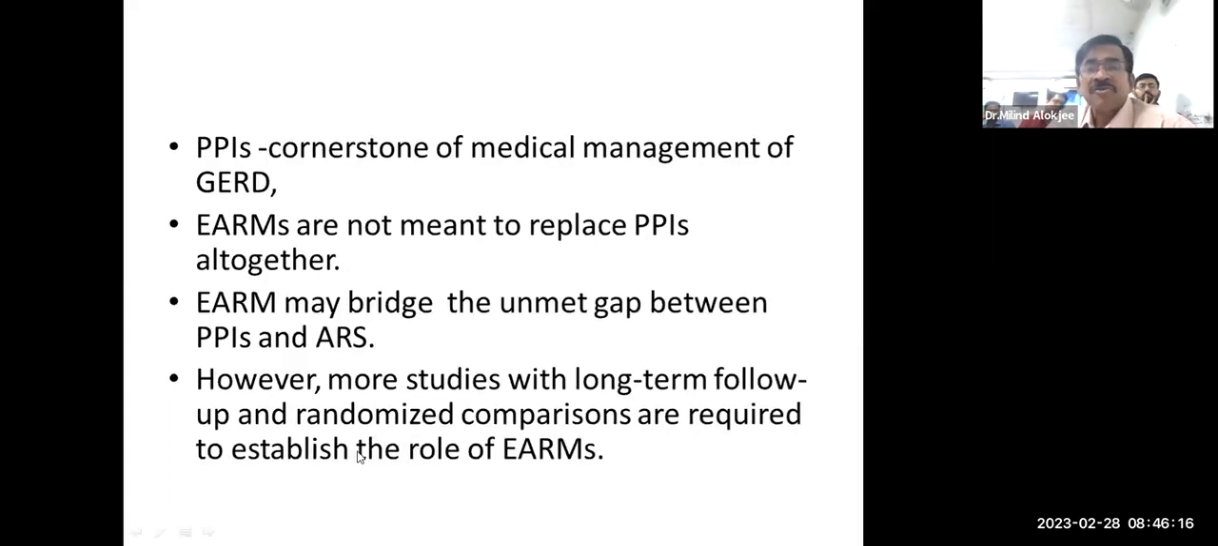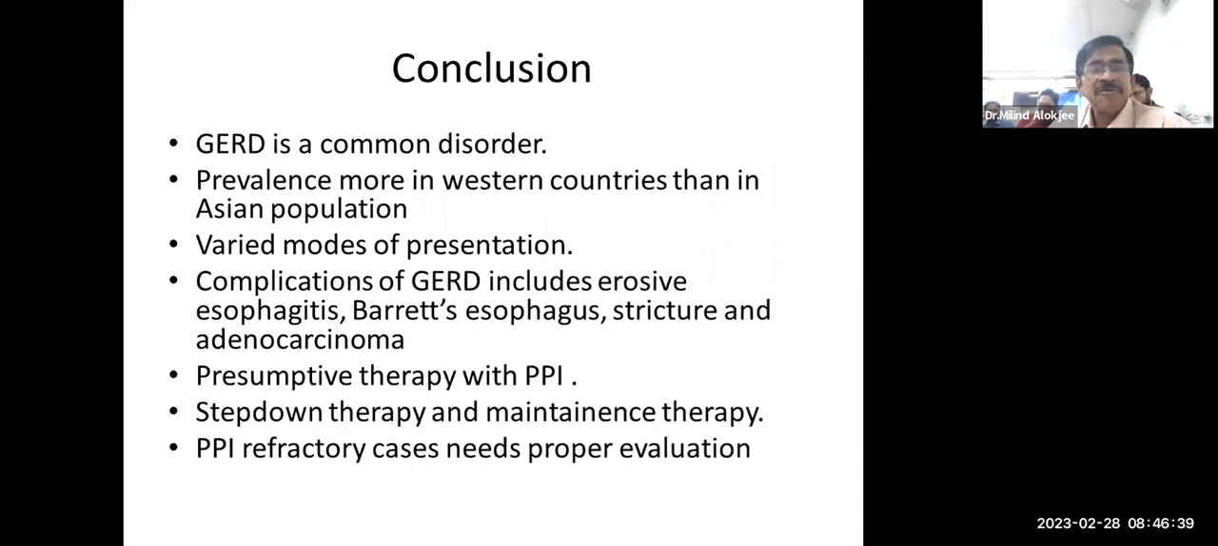PPI are the cornerstone of medical management of GERD. These endoscopic treatments are not meant to replace PPI altogether. This endoscopic management may bridge the unmet gap between the PPI and anti-reflux surgery. However, more studies with long-term follow-up and randomized comparisons are required to establish the role of endoscopic management of anti-reflux surgery. So in conclusion, GERD is a common disorder.